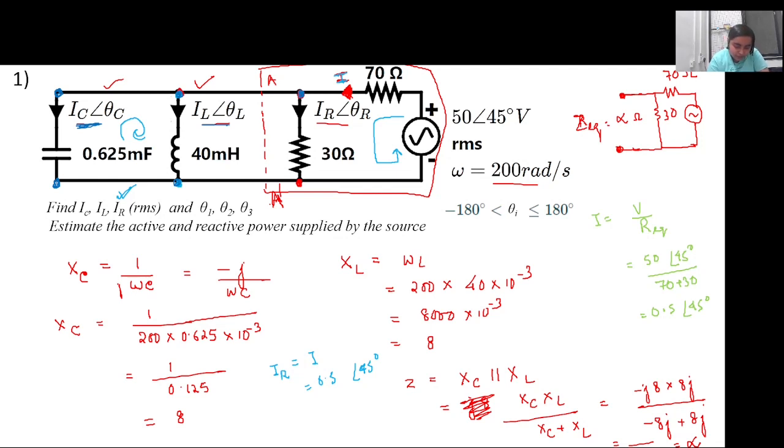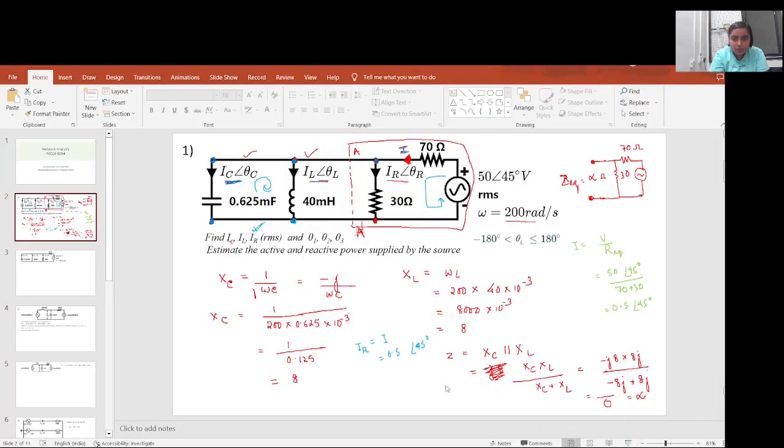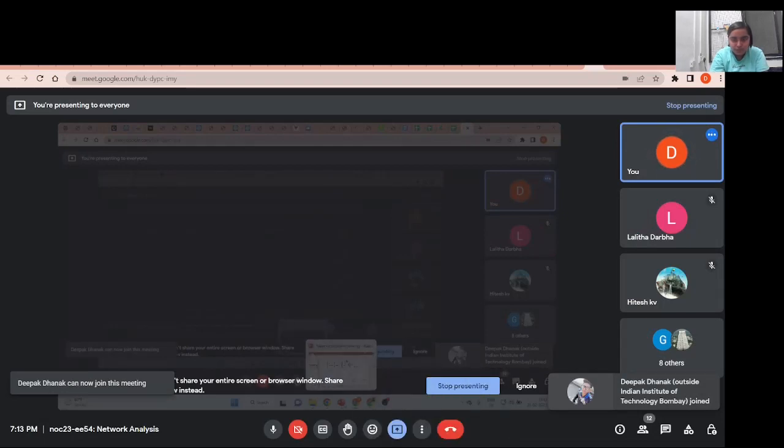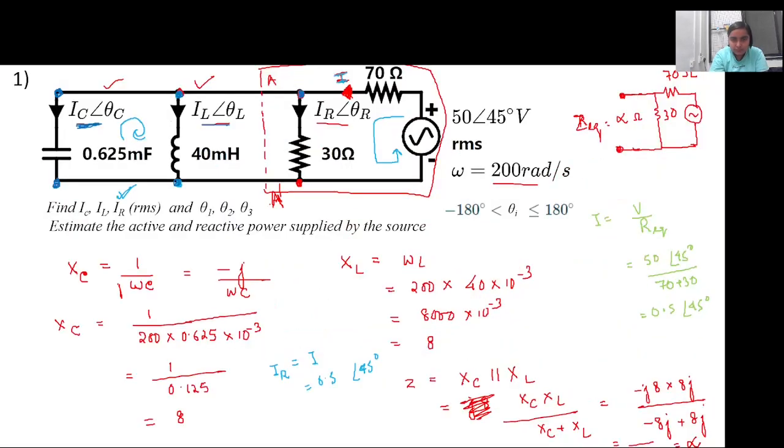The final solution for IL and IC is 1.625 angle minus 45 and plus 45. Yeah, it's like, okay. One angle is 135 and the other minus 45, as far as I remember. But okay, let's see. We'll solve and we'll figure it out.